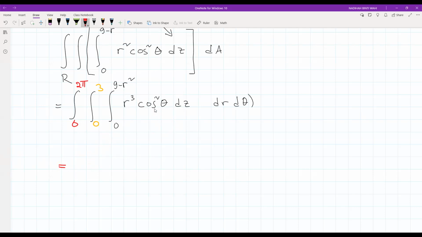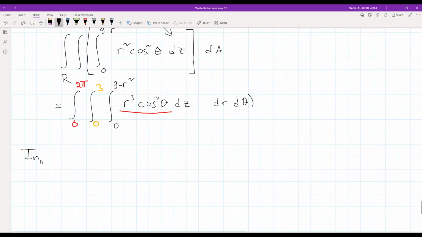Okay, now you can see that this is just a constant in terms of Z. So in terms of Z, this is constant. So I can just put it like Z there, multiplied by the integral from 0 to 2 pi. I don't want to write the whole thing. Okay, let's try to do it as one separate problem.